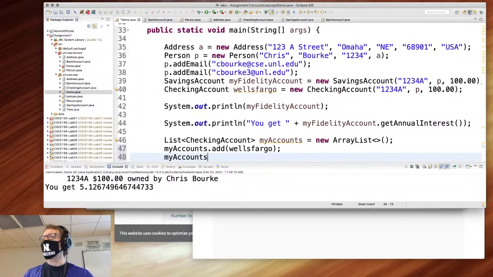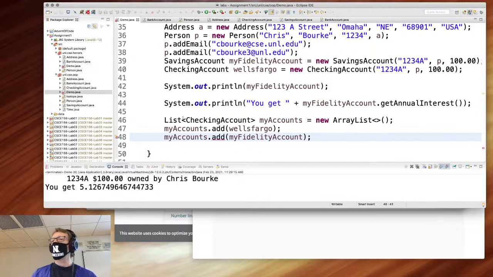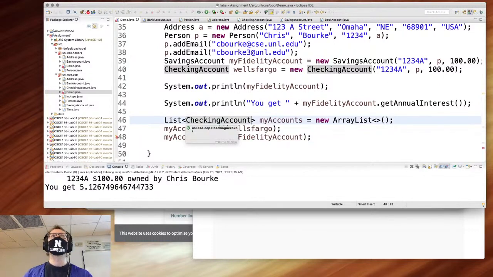myAccounts.add. Can I add my savings account, my Fidelity savings account over here though? No. Why? I said that this was a list for checking accounts, right? You can only put checking accounts into this list. I don't want to do that. I want to add up how much interest I'm getting every year. I want to add up that I get the interest from this account and this account. It doesn't matter that they're different types of accounts. All my accounts give me some interest, even if that interest is $0.